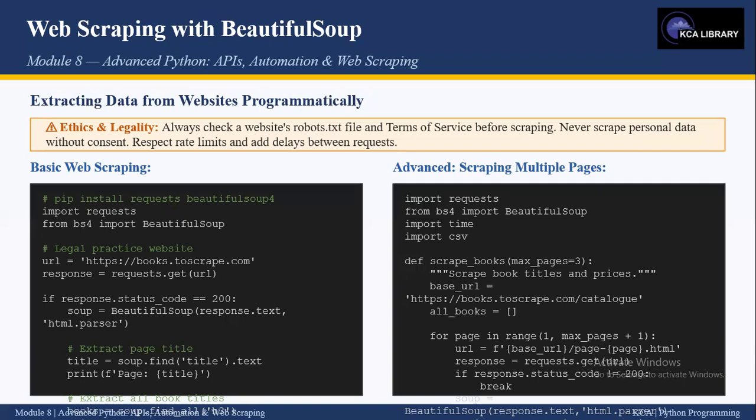In the second example, scraping multiple pages. This advanced example demonstrates scraping across pages. The function loops through a specified number of pages, constructing each URL using the page number. It parses each page to extract book titles and prices, appends them to a list, and critically adds a 1 second delay between each request using the time.sleep function to be respectful of the server. All collected data is then saved to a CSV file.